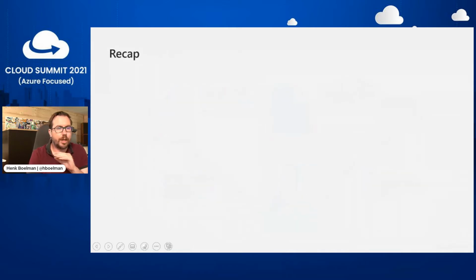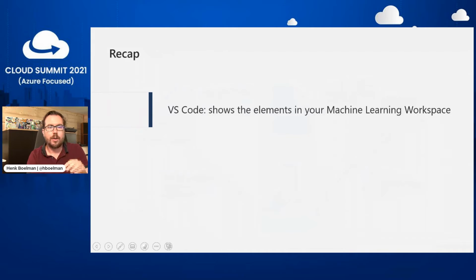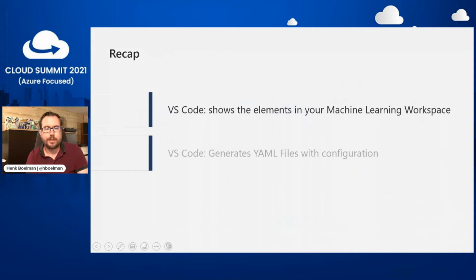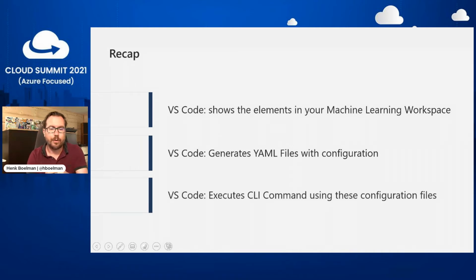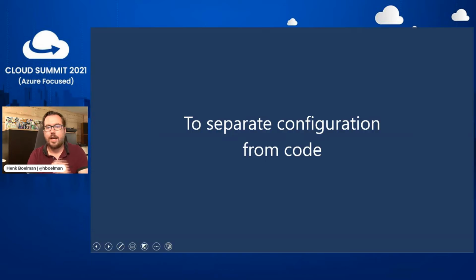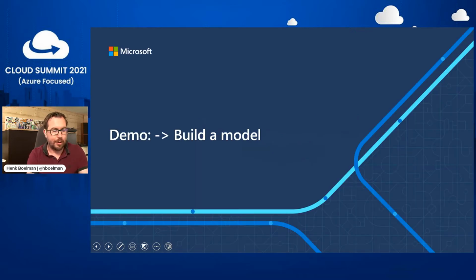So, small recap about what we're going to do. We're going to use Visual Studio Code to show elements in your machine learning workspace. Visual Studio Code can generate configuration files for you, and Visual Studio Code uses the Azure CLI to execute these configuration files for you. And that is all very handy to separate configuration from your code that will do the actual training.